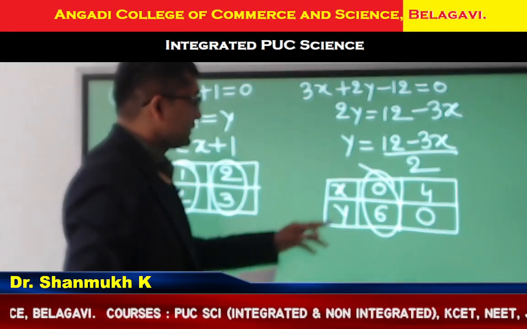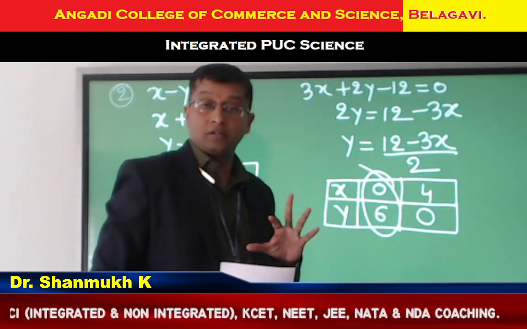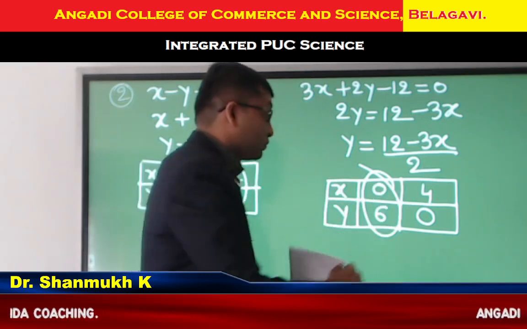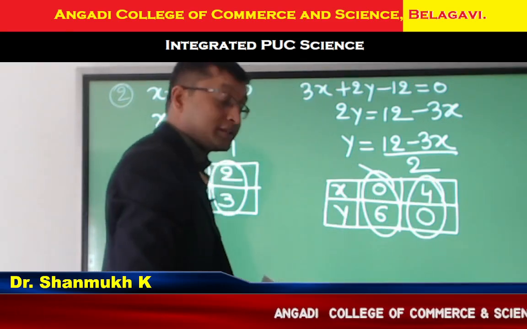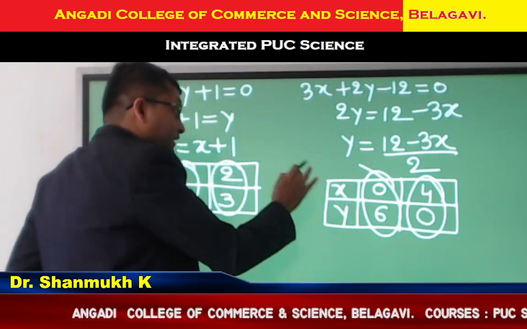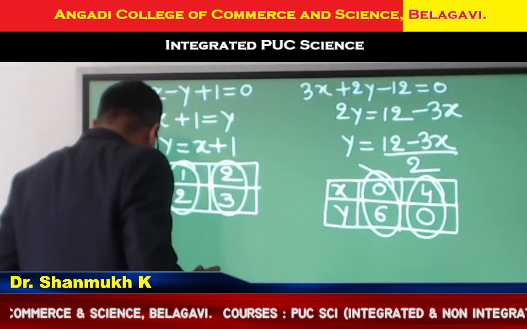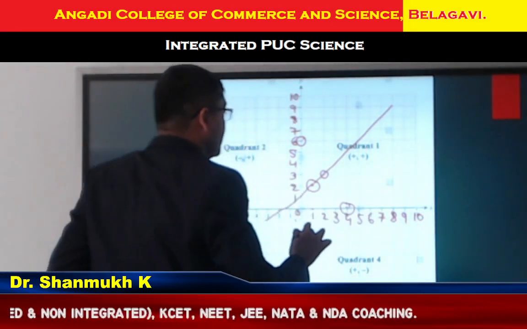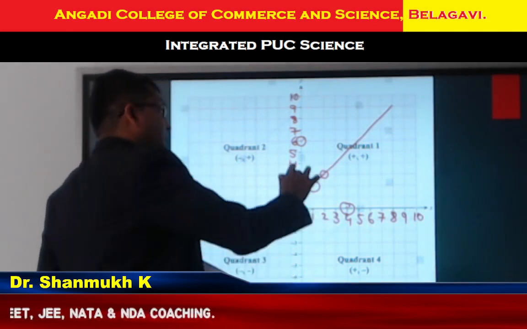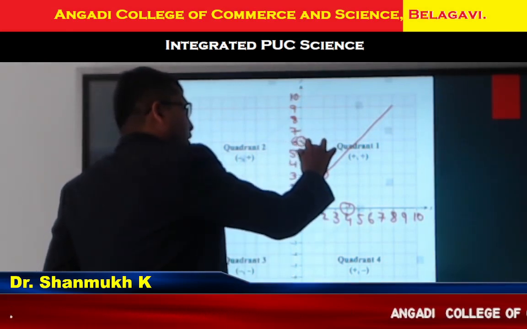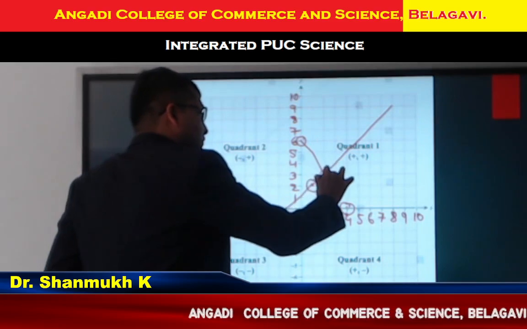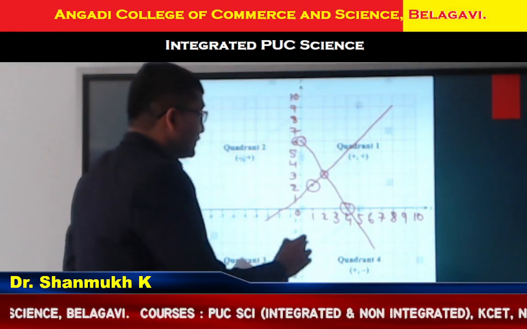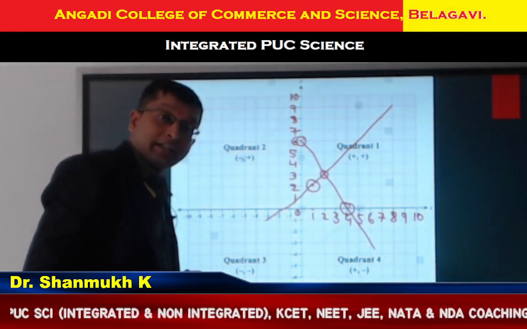Similarly, the next point is x is 4, y is 0. Y vanishes here, which means x is 4. That means the point lies on the x axis, x equal to 4 and y equal to 0. Then, with the help of a scale, join all these points. Here both lines intersect at this particular point.